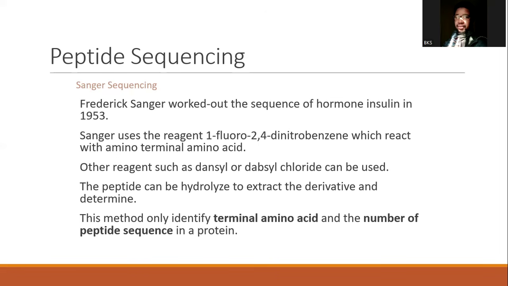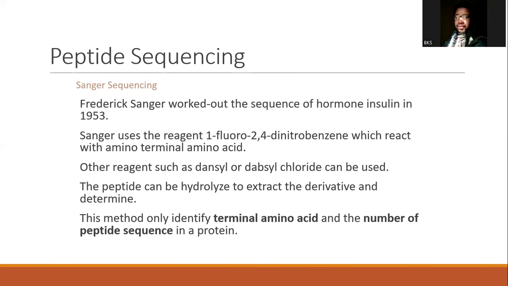What was that? Sanger's reagent, 1-fluoro-2,4-dinitrobenzene, was able to react with the terminal amino acid. When it reacts with the terminal amino acid, the next reagent helps in hydrolyzing the peptide bonds. Unfortunately, it hydrolyzed all the peptide bonds. But that first terminal amino acid attached to 1-fluoro-2,4-dinitrobenzene can actually be identified.